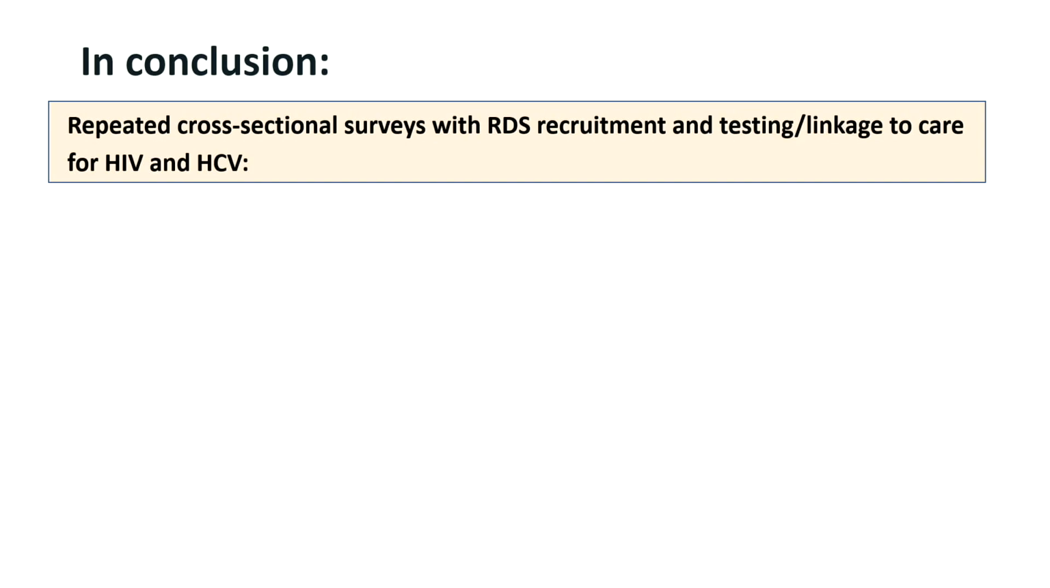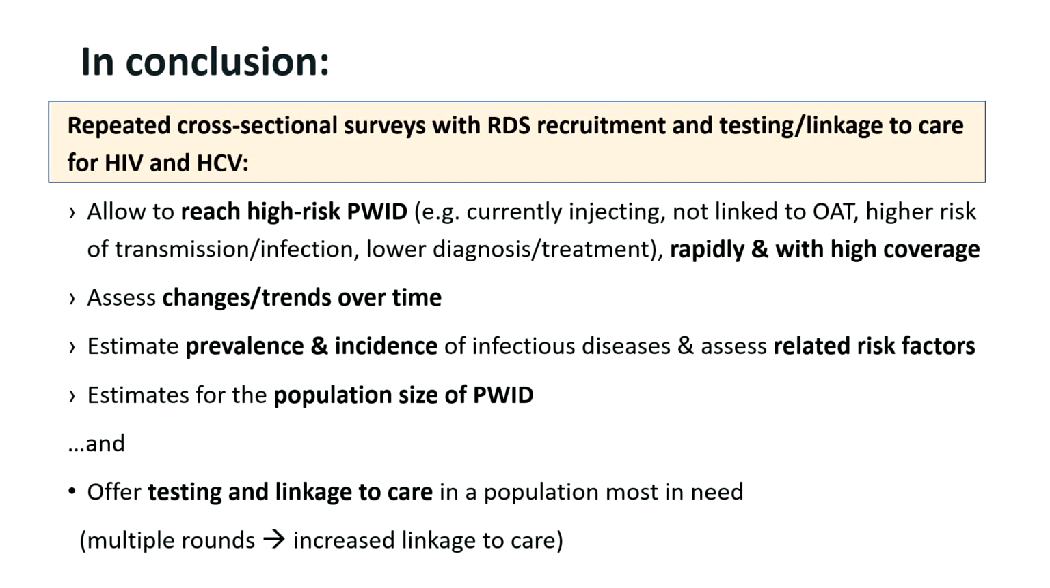because we wanted to offer this intervention to the population, but they are very useful in reaching very rapidly high-risk people who inject drugs and assessing prevalence, incidence, and behaviors in this hot, high-risk population. We can estimate prevalence and incidence over time. We can estimate the population size or incorporate new data that can help us have better estimates for the population size, and also, at the same time, offer a service to the population, offer testing, treatment, and linkage to care.